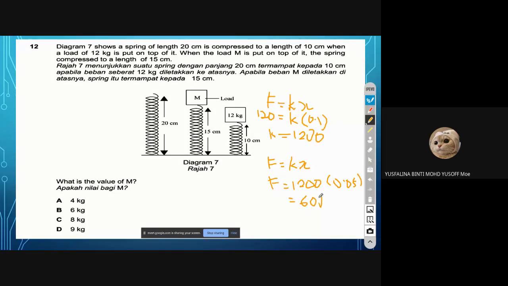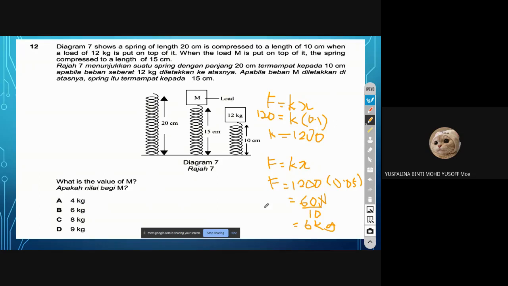Then if you multiply, you got here, I think, 60 Newton. So actually the force of M is 60 Newton. But you can see here, the answer is in kg. So how do you change back to kg? You just divide by 10. Okay, so you got 6 kg. So the answer is B.